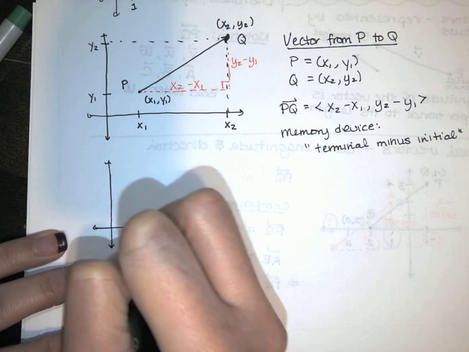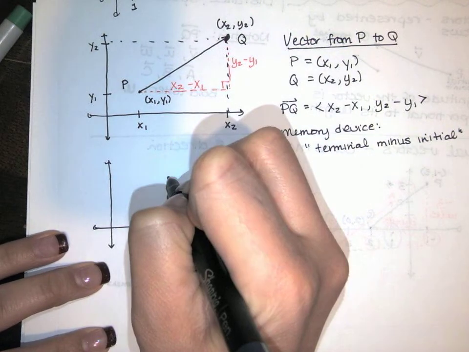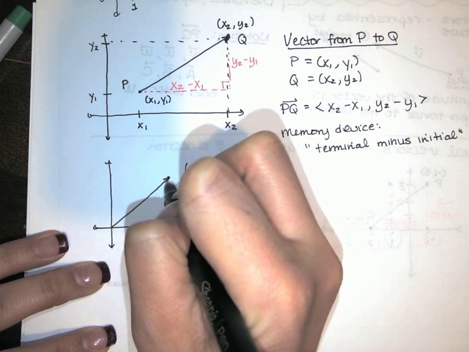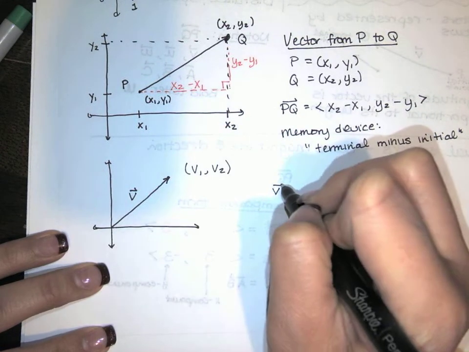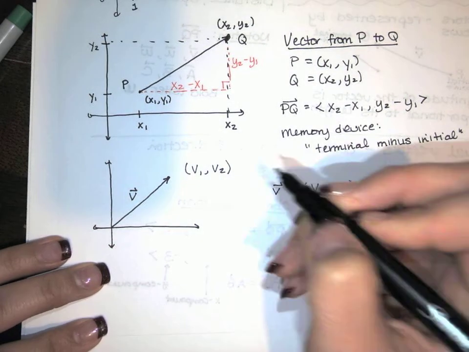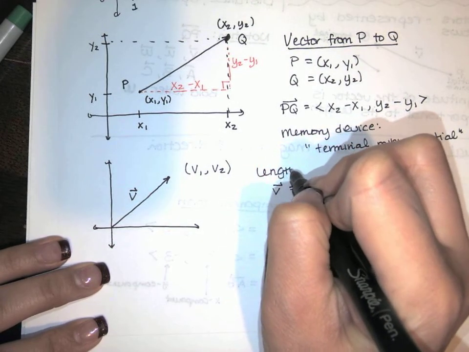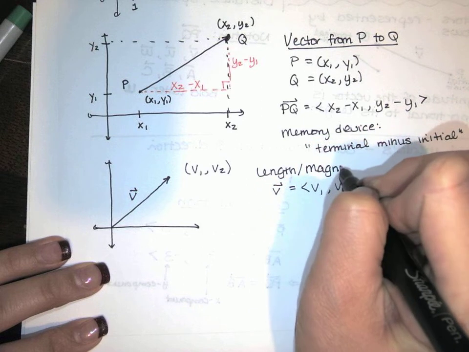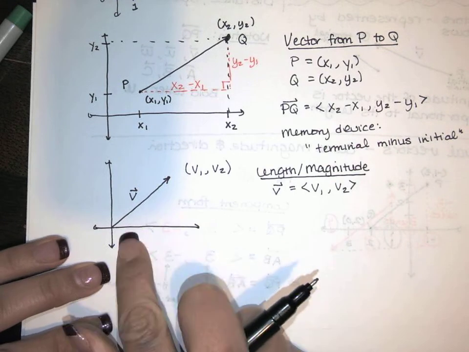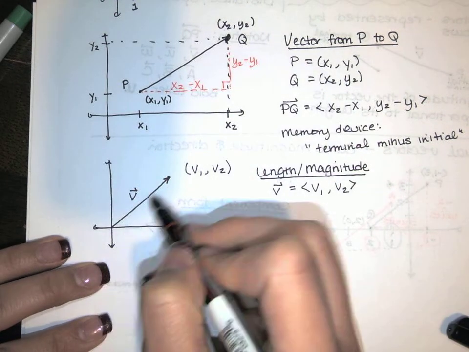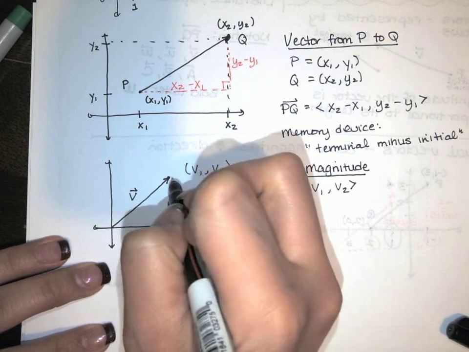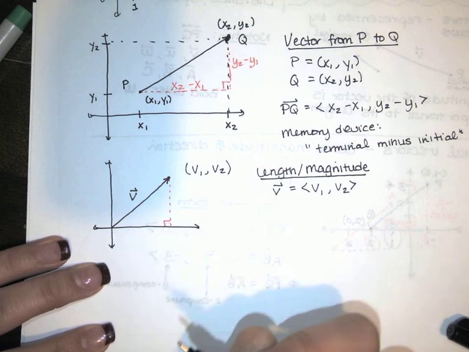Now let's talk about length. If this is the vector V, and V has components V1 and V2, its length, also known as its magnitude, it's just the length of that vector there, the length of that directed line segment that we're representing with an arrow. That's easy to find using the Pythagorean theorem.